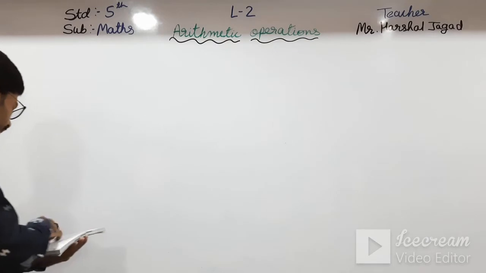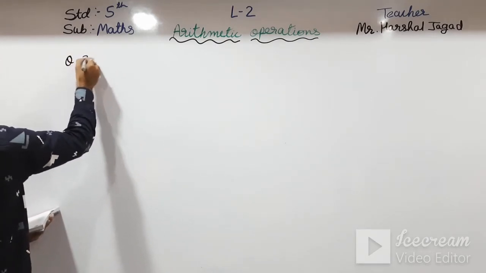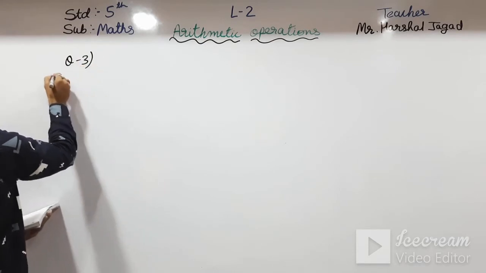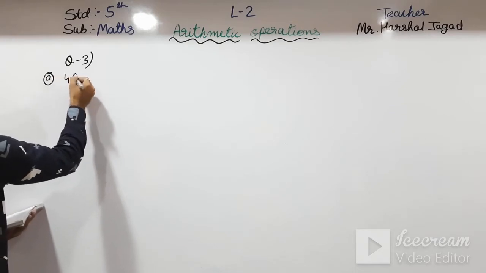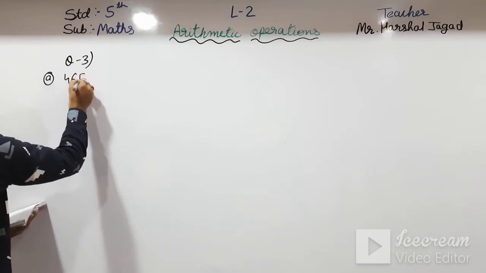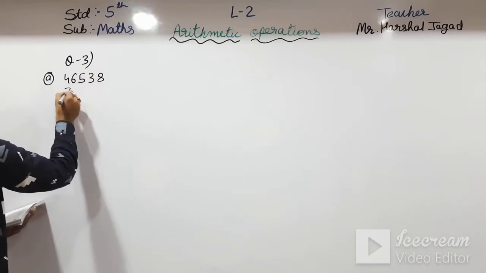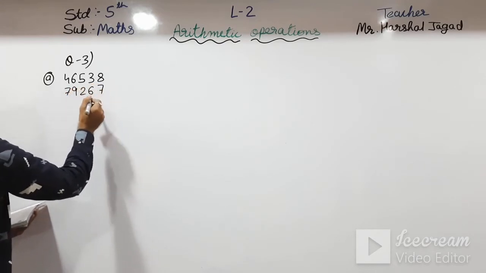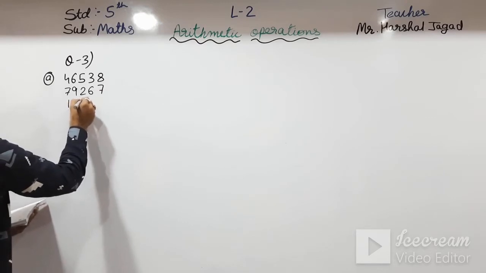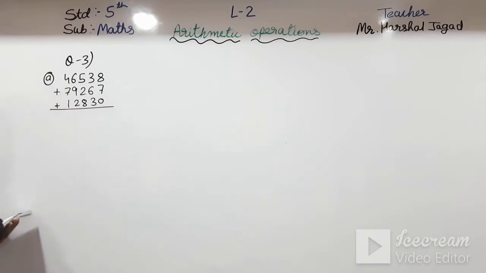Okay students, so question 3, that is 3a, that is addition: 46538, 79267128, 30. So we have to add this. So how we will add this students?